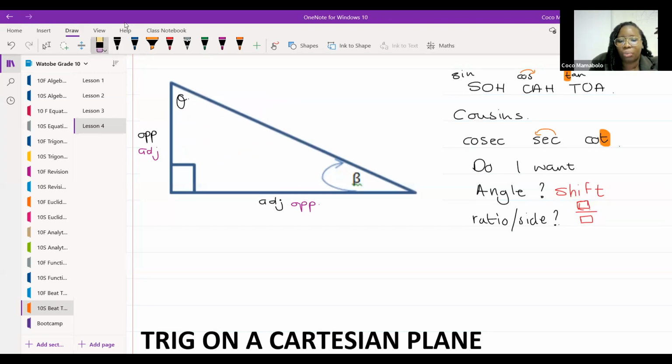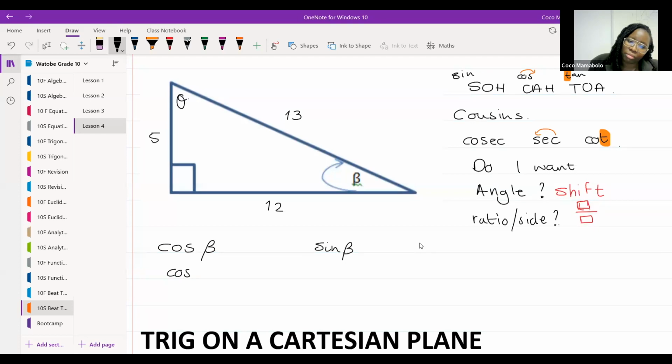I've got 5, 13, 12. I want you guys to find me. Once you've found all of these, put your favorite emoji in the chat and let's have a conversation. Okay. Find me those 5.